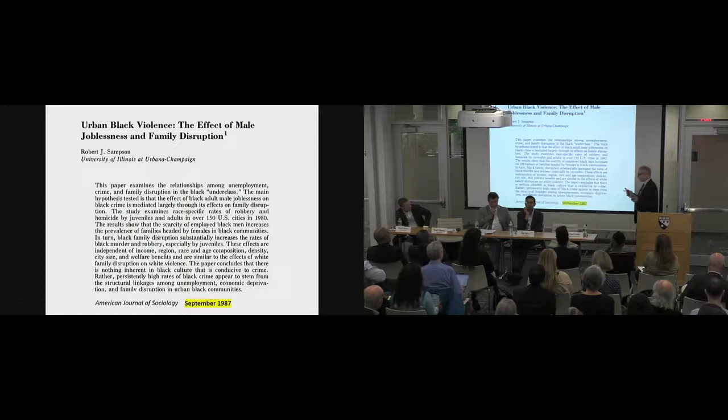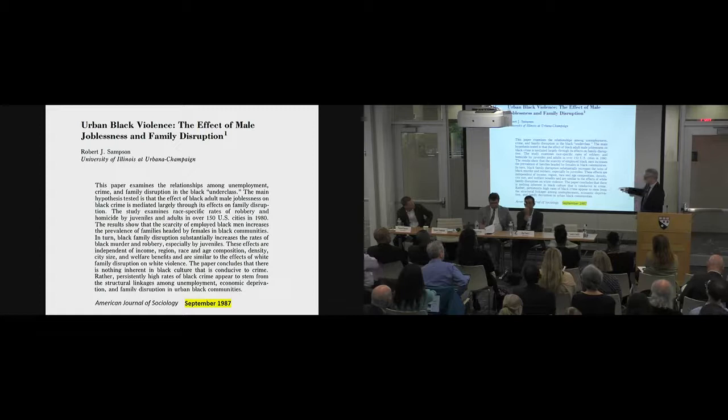What I meant was that the ecological conditions that had produced the neighborhoods in the cities were racially unique through deindustrialization, segregation, racially unique factors, but nonetheless, the more proximate measures and processes were the same. And you can see the last part here. There's nothing inherent in black culture that's conducive to crime. Rather, persistently high rates of black crime appear to stem from the structural linkages among unemployment, economic deprivation, and family disruption in urban black communities.